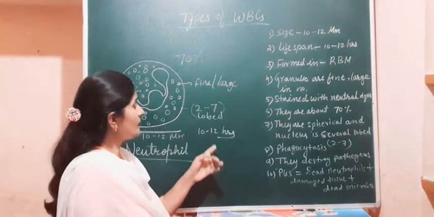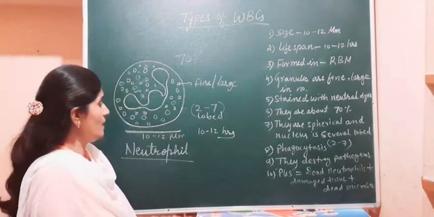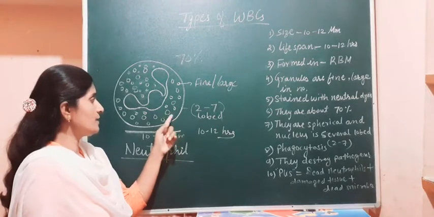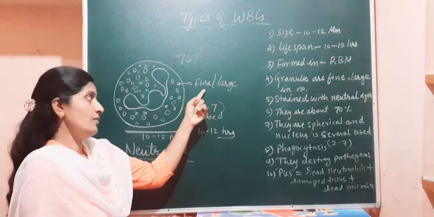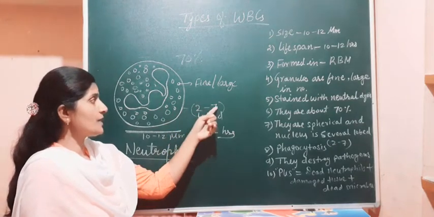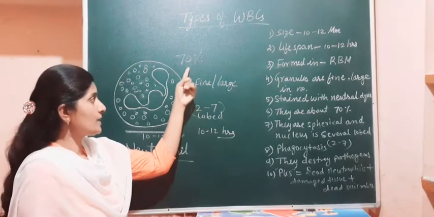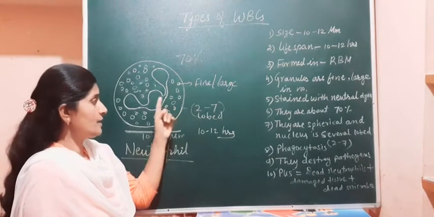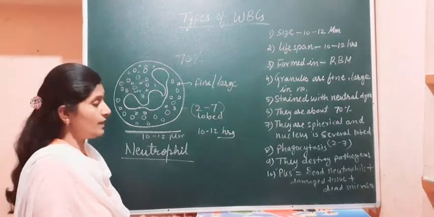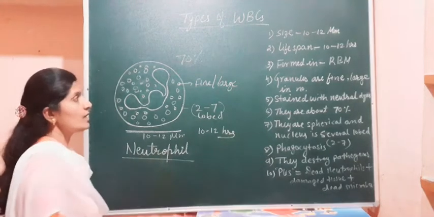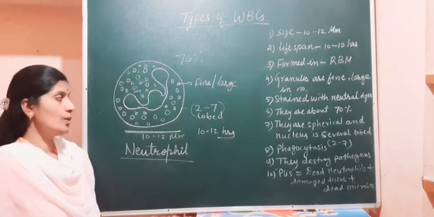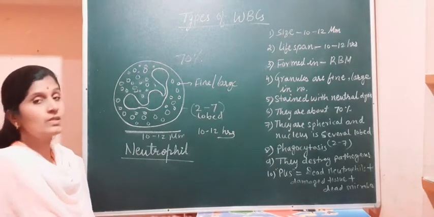So in this way, we have seen the neutrophils. Let us review them. These neutrophils are spherical, irregular in shape. They have many granules, but the granules are fine and large in number. The nucleus is lobed, with 2 to 7 lobes, and they are 70% of all the WBCs. They have a phagocytic nature, so they engulf the microbes and destroy the pathogens. They are formed in the red bone marrow, their size is 10 to 12 micrometers, and their life is 10 to 12 hours.